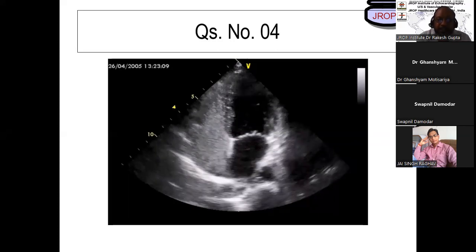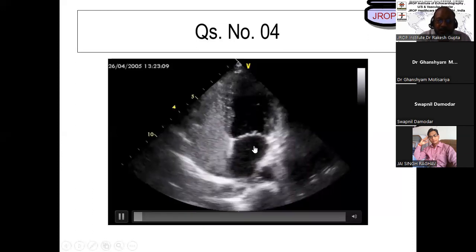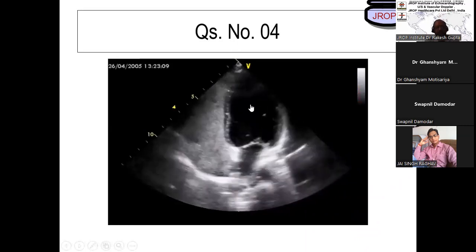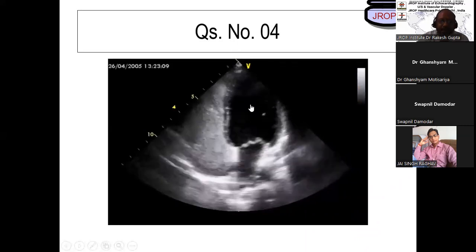This is artifact. If you believe my word, this is all artifact. Whenever the contrast comes, where will the contrast go, from LA to LV? Correct. So there is no contrast basically in this. So this is normal. There's no ASD in this. No. Look carefully. I'll give you a hint.